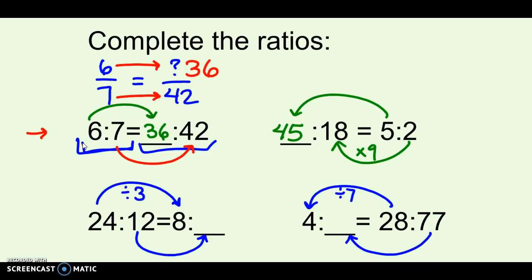So in this first one, I can see it's being divided by 3. So 12 divided by 3 would be 4. In the second one, my arrow is 28 being divided by 7. So 77 divided by 7 would give me 11.